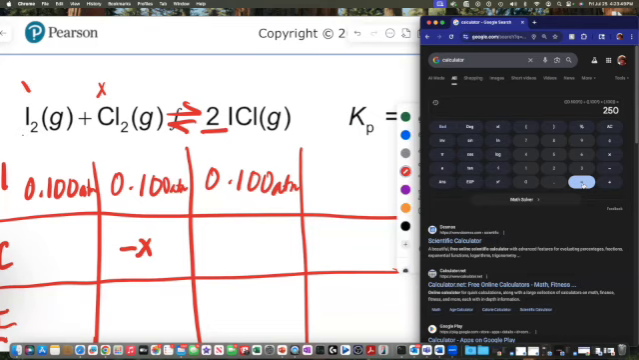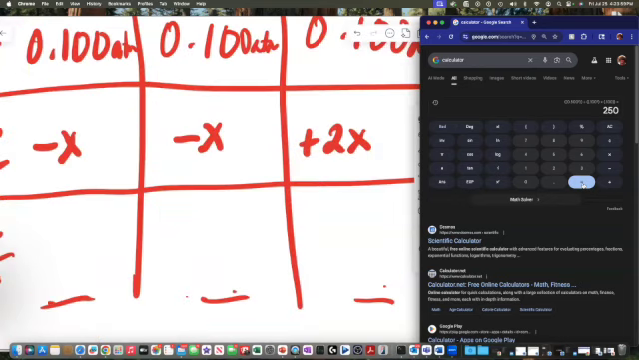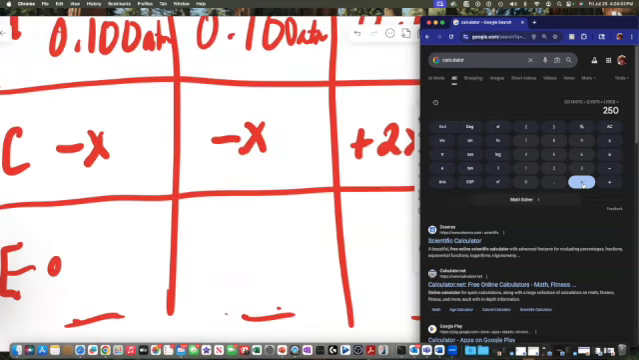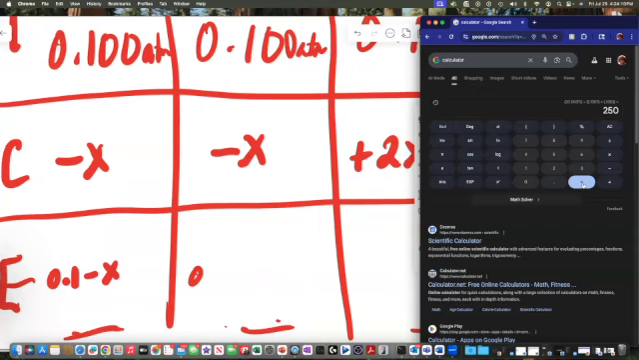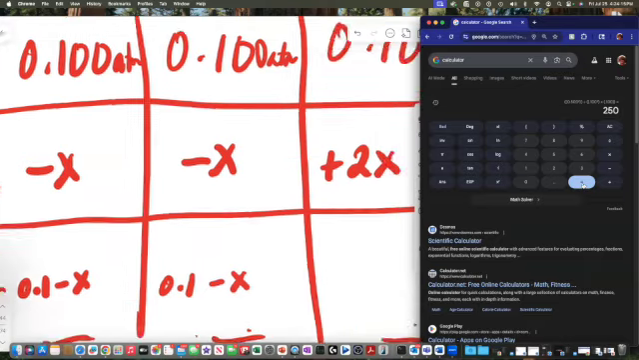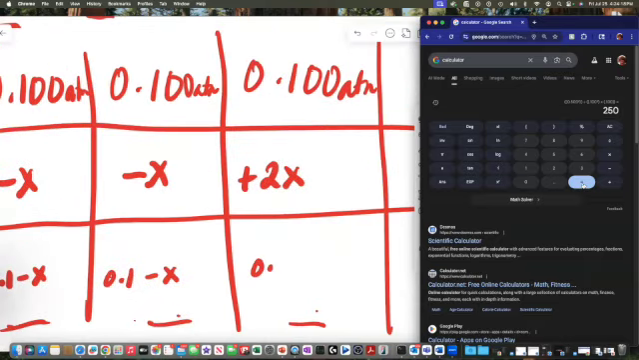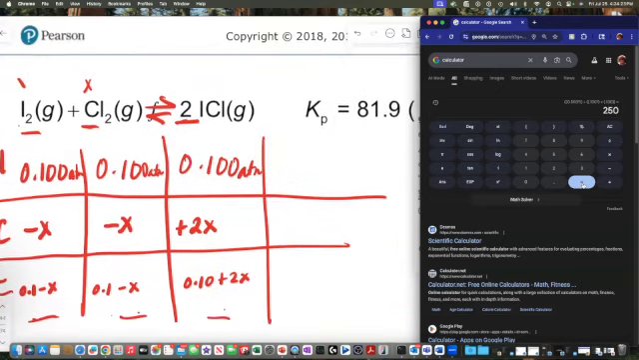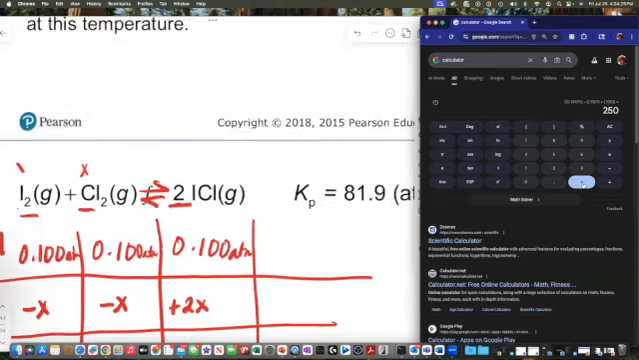Okay, let me see if I can erase this. Okay, finally, back here. So minus x, okay? We have 1 to 1 to 2. So here we'll have plus 2x because this is our product. Let's go ahead and add this up. I don't have a lot of room, so I'm going to write 0.1 minus x. I don't want to put the zeros here because it will crowd the numbers. Then here, same thing, 0.1 minus x. And here we'll have 0.1 plus 2x, right? Remember how we find E? We find E by adding I to C.